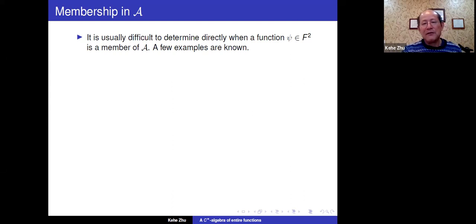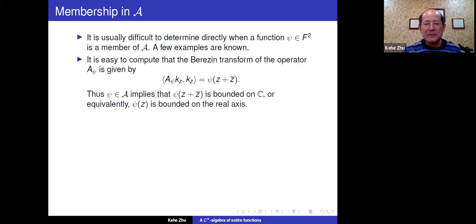I want to show you a few examples. First, I want to show you some bad examples. First of all, in terms of membership in A, so what kind of functions are in the algebra A? I mean, earlier I showed you the definition is kind of complicated. It turns out membership is not easy to determine.